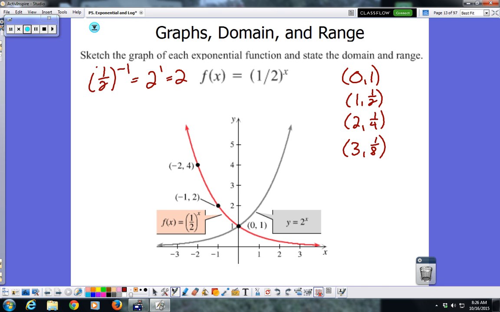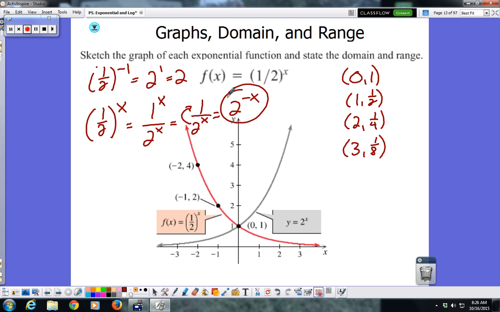Here's something else you can do with that. Let me just remind you about your rules of exponents. You can split that. So that's like 1 to the x power and 2 to the x power. 1 to any power is just 1. You can bring that to the top if you'd like. 1/2 to the x power is the same thing as 2 to the negative x power.